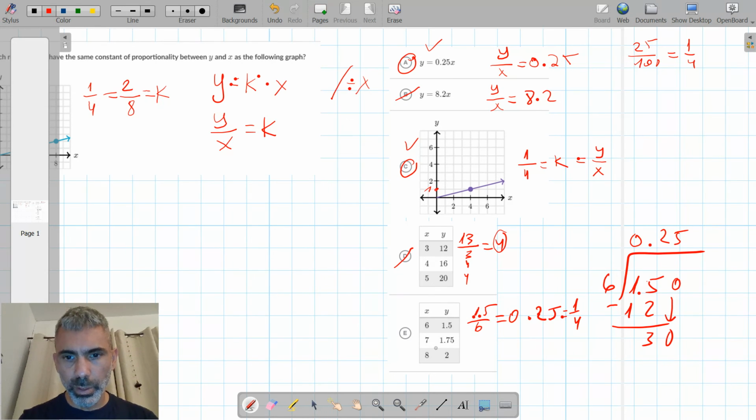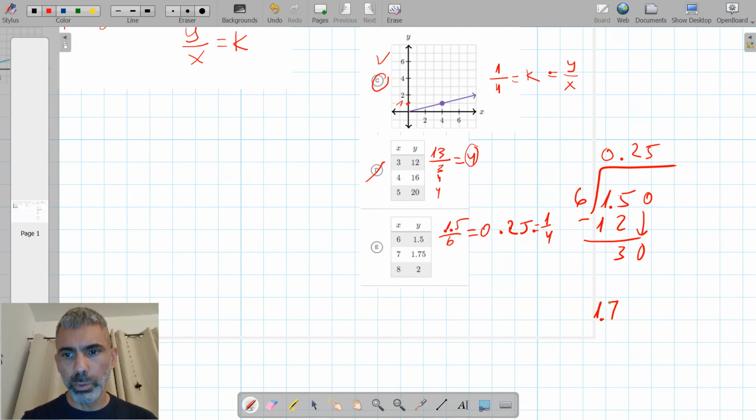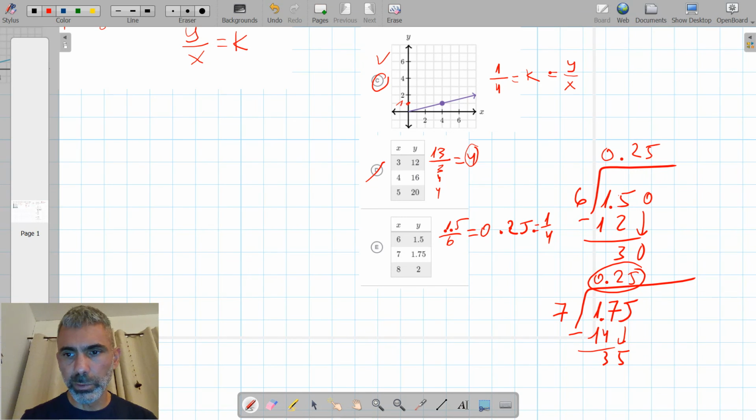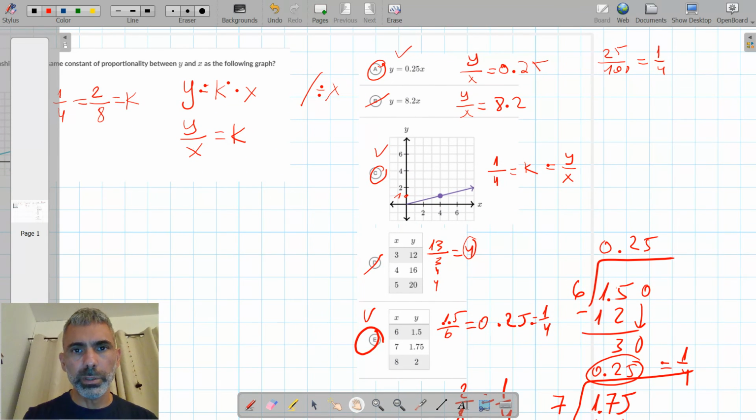And 1.75 divided by 7: 7 goes into 17 2 times. 2 times 7 is 14. We have a remainder of 3, bring down 5. 7 goes into 35 5 times. So this is also 0.25, which is 1/4. And 2 divided by 8 is 1/4. So E is also good. So the 3 correct options are A, C, and E.